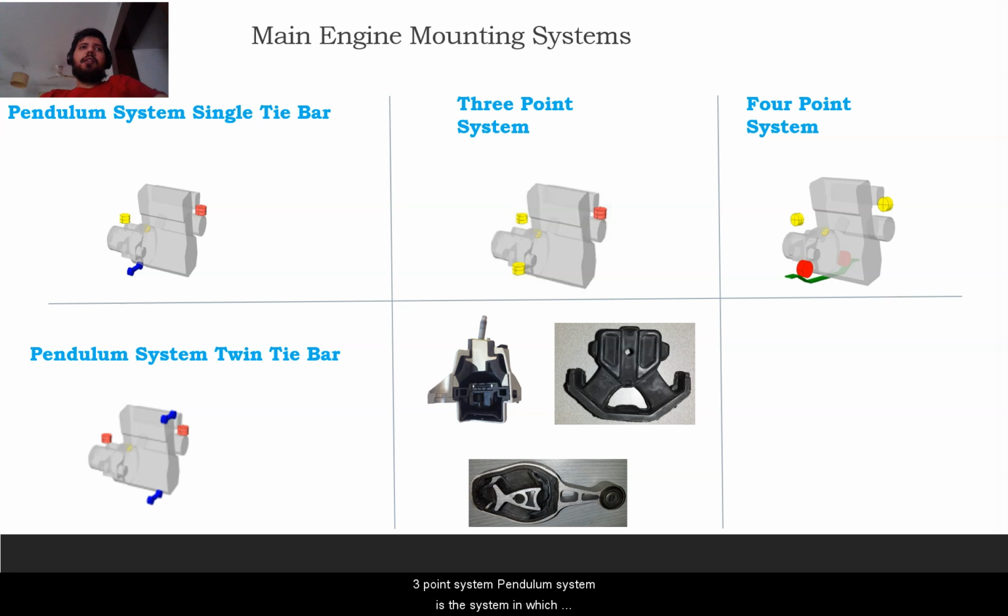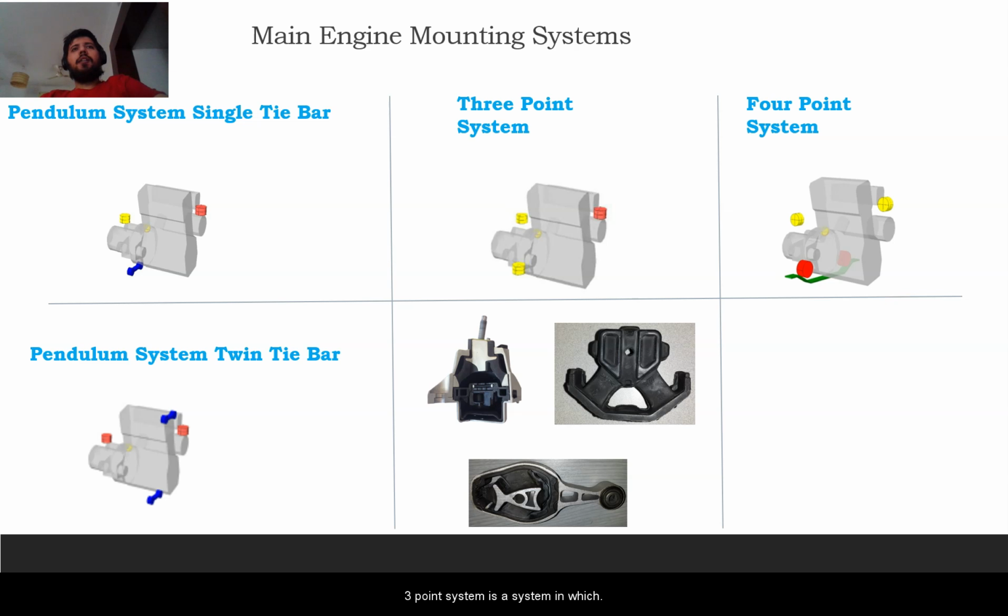The pendulum system is the system in which we have 2 mounts above COG and the third mount which is below COG, which is also called a torque rod. We can have 1 torque rod in a pendulum system and we can also have 2 torque rods, and it all depends on how much torque is being generated. Higher torque means we need to have 2 torque rods.